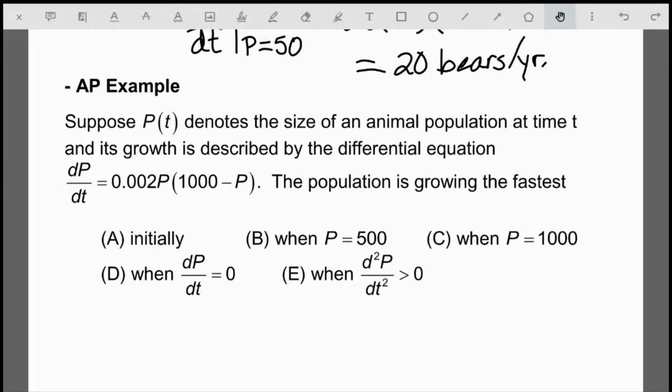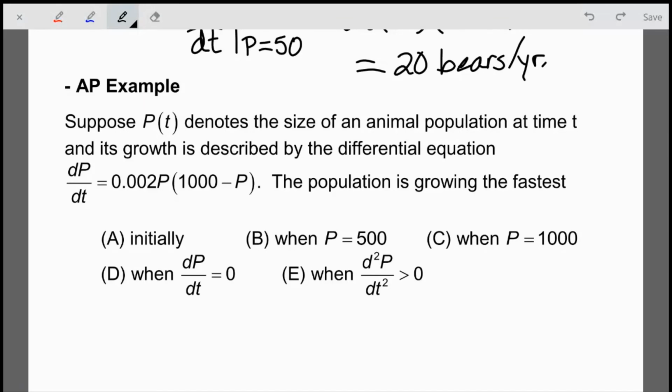So it says, suppose P of t denotes the size of an animal population at time t, and its growth is described by this differential equation, 0.002p times 1,000 minus p. The population is growing the fastest when? Okay, so why don't you just pause the video. When you come back, I'll show you the solution.